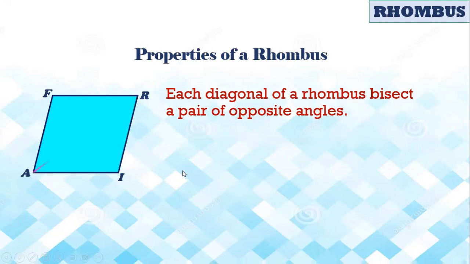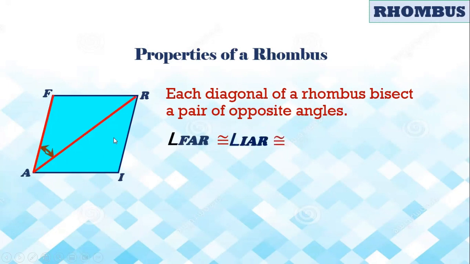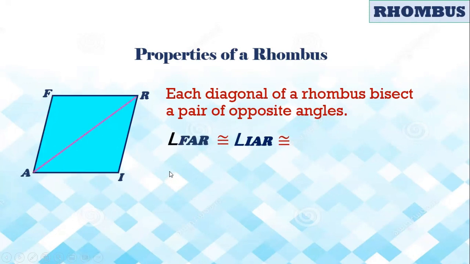Let's have the other diagonal, AR. So this diagonal will bisect angle A and angle R. Let's see. So angle FAR, this one, is congruent to angle IAR. Same thing as the opposite angle R. So I have FRA is congruent to angle IRA.